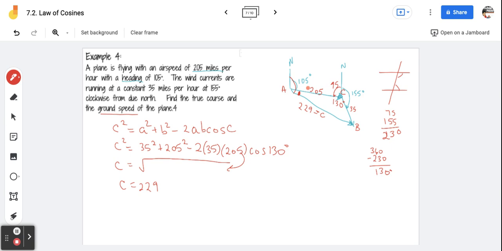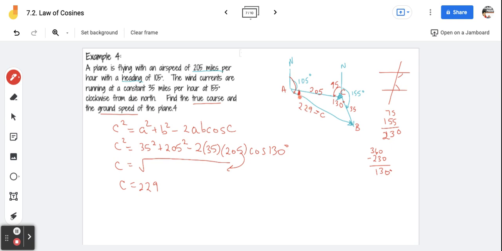Now I need to find the true course, which is this path right here. I need this angle A to be able to answer that, and I'll add that to 105 to get how many degrees clockwise from north the true path is. So I need to find the angle A.